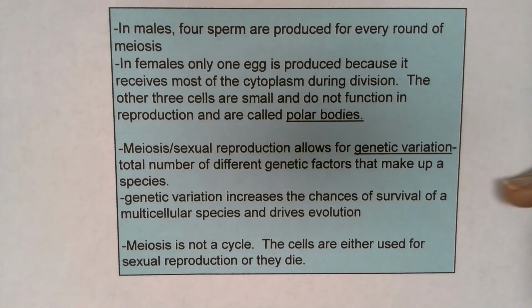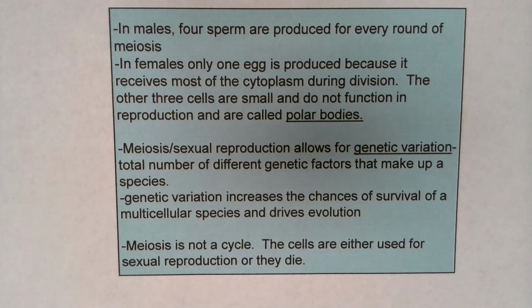So let's go back and talk about this little section here. Meiosis and sexual reproduction, that's what allows for genetic variation in nature in multicellular organisms. It says the total number of different genetic factors that make up a species. When we look at any population of organisms, if it is a sexually reproducing species, meaning it's multicellular and can produce gametes, and you have two parents that form offspring, there's genetic variation out there.